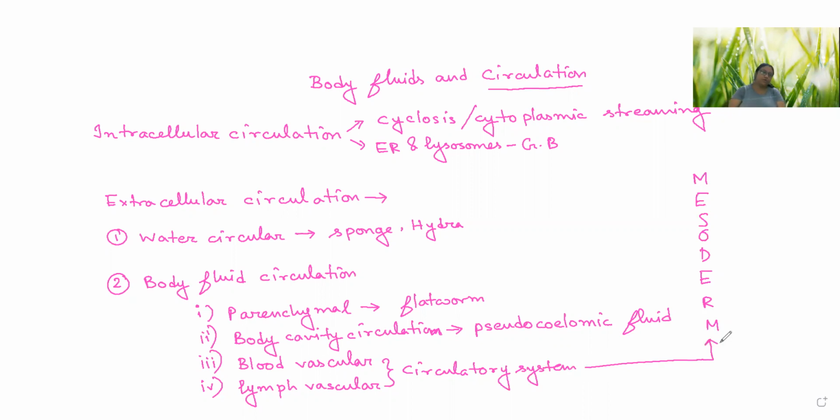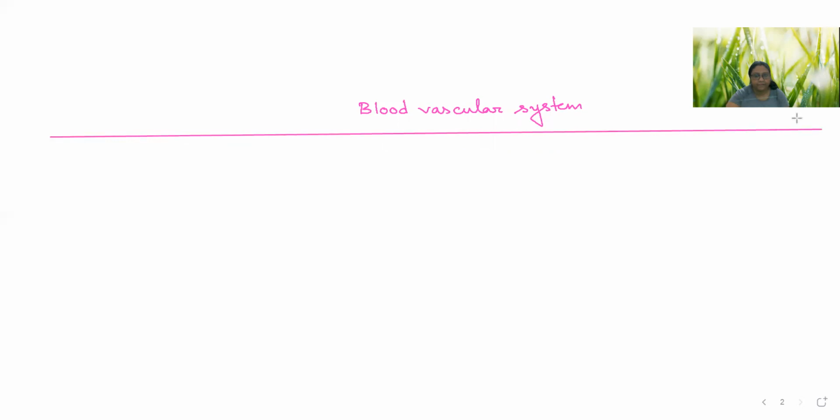Okay. Now we will talk about the blood and lymph system. So, what are the components of blood vascular system? Anyone? Blood vascular system is made up of what? Arteries, veins, capillaries. Very good. Arteries, veins, capillaries.